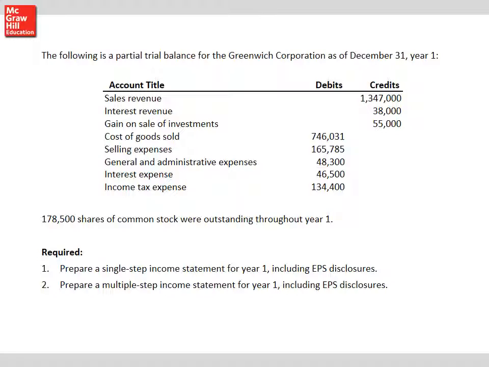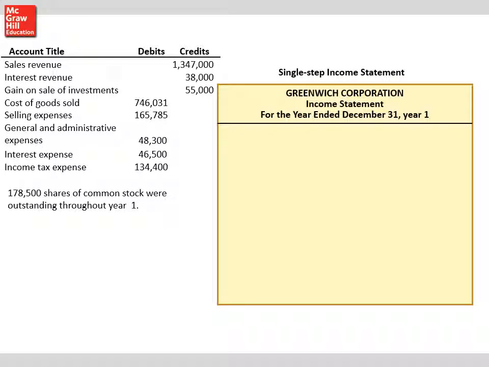Exercise 4-2. Now we're being asked to prepare an income statement, a single step, including earnings per share disclosures, and then a multiple step. So a single step is very straightforward. Revenues and gains are listed together, expenses and losses are listed together, and the expenses and losses are subtracted from the revenues and gains to get net income.